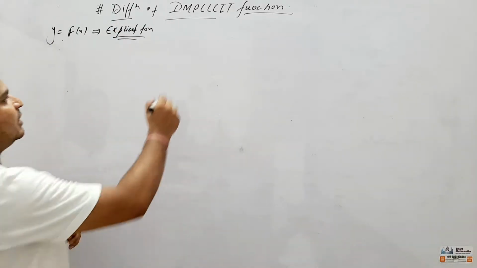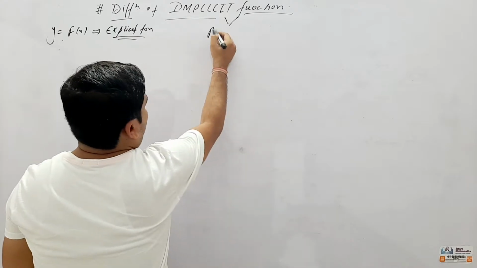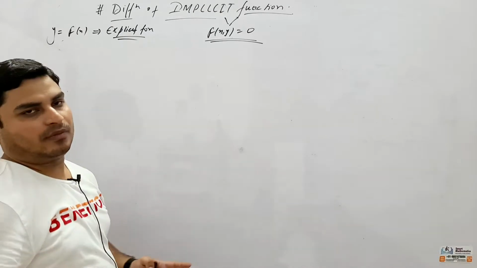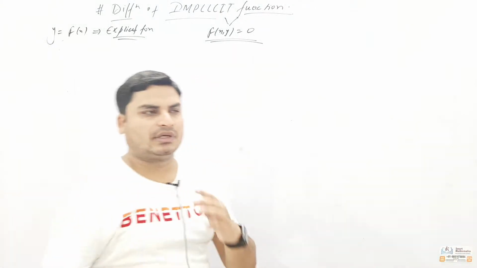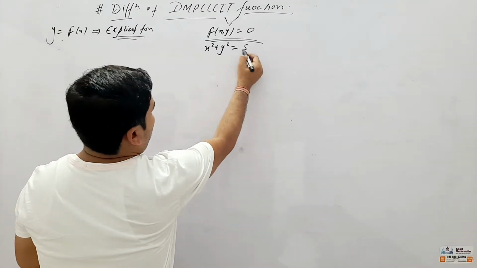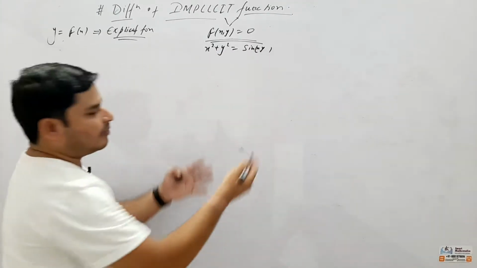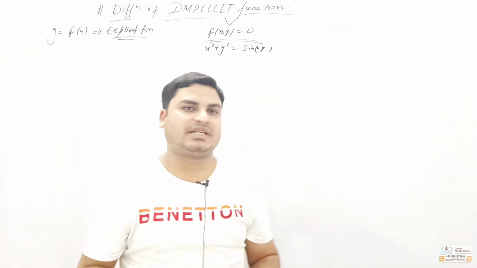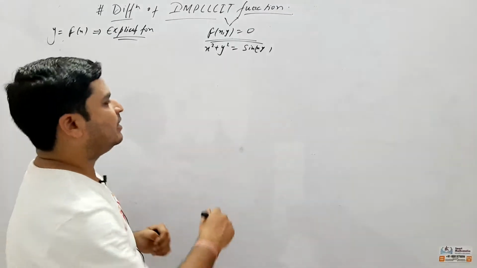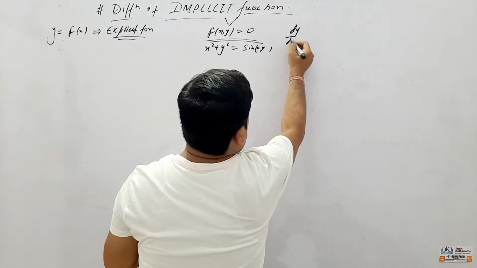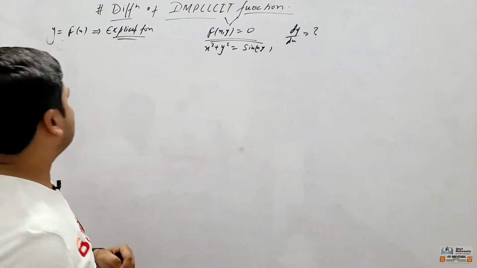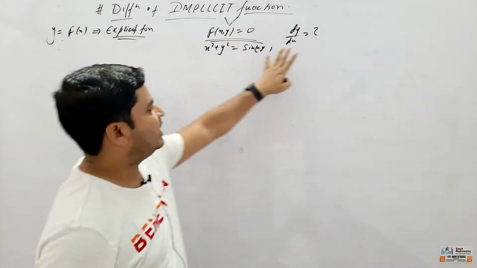But a function of the form f(x, y) equal to 0 is called implicit form. Simply put, whenever the function is expressed like this, x square plus y square equal to sin xy, in mixed form, where x and y are mixed together in the equation, such a form is called an implicit function. And here our ultimate aim is to find dy by dx as usual. I hope you understood the division of explicit function and implicit function.